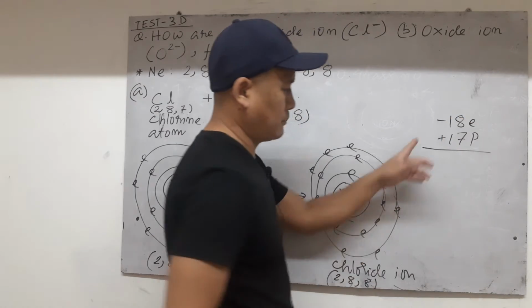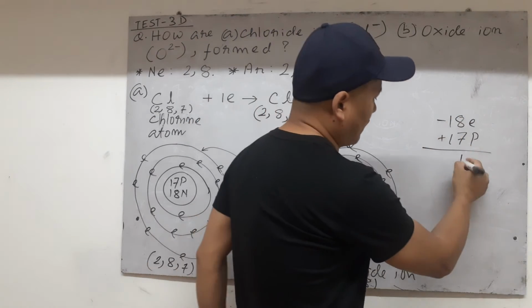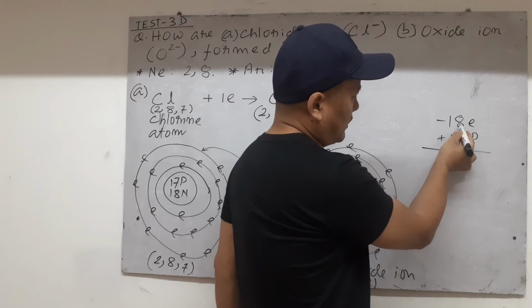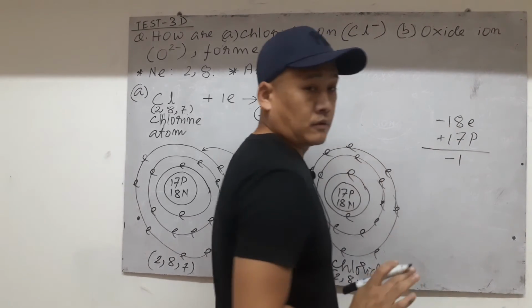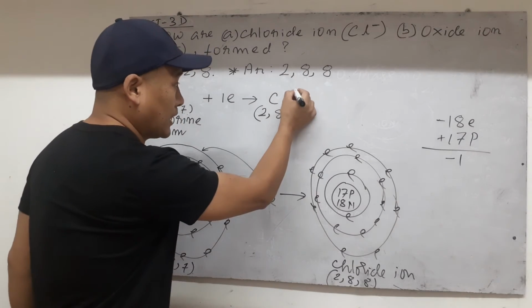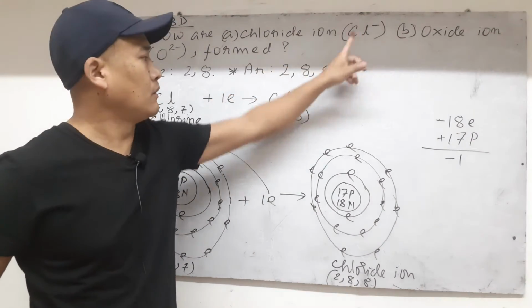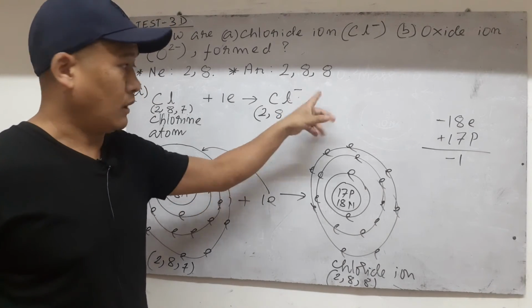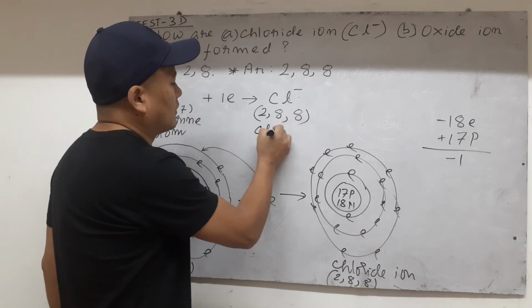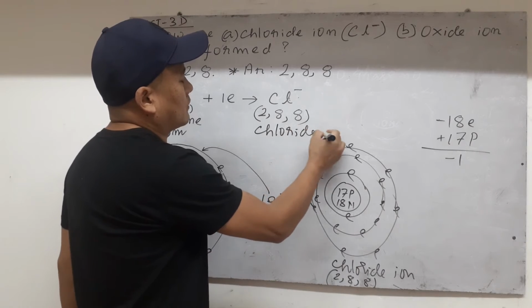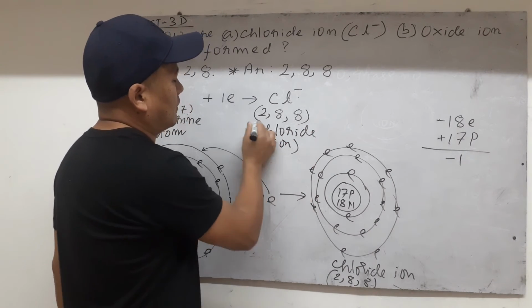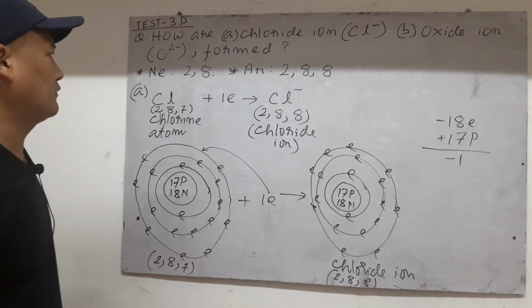Plus minus means subtract. So 18 minus 17 is 1. The bigger number is 18, with the minus sign, so the charge will come out minus. So that extra negative charge coming here is minus 1. Only minus therefore means 1. So this one is called the chloride ion. Right, so this is how the chloride ion is formed.